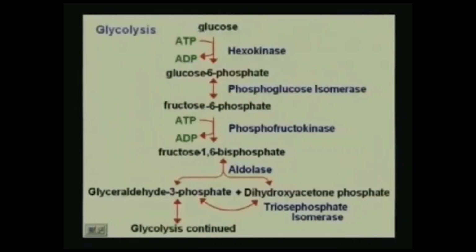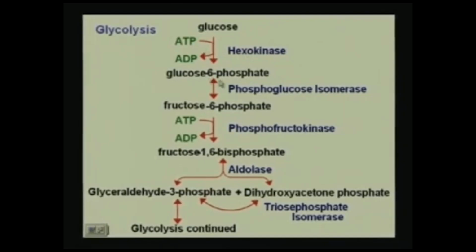Okay, so if we look at the overall glycolysis steps now, we have 10 steps. If we just reiterate, we have glucose in the first step going to glucose 6-phosphate. You have to remember that you have to form the pyruvate from the glucose. So the first step is glucose with the help of hexokinase and ATP forming glucose 6-phosphate.